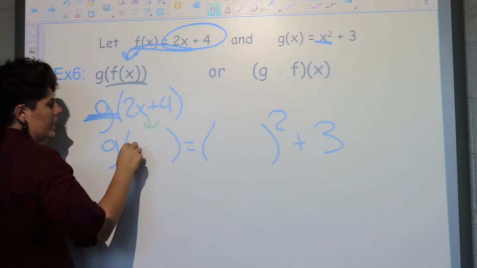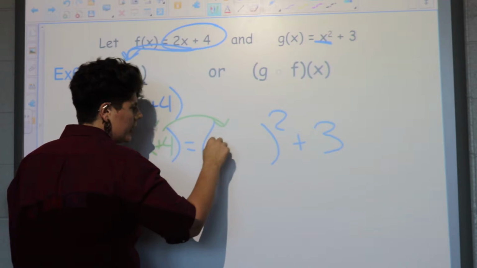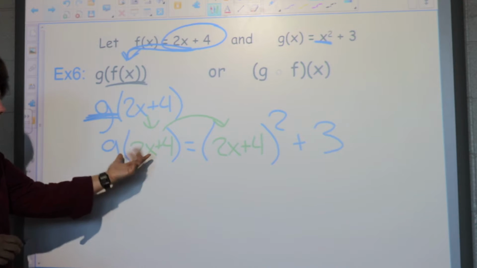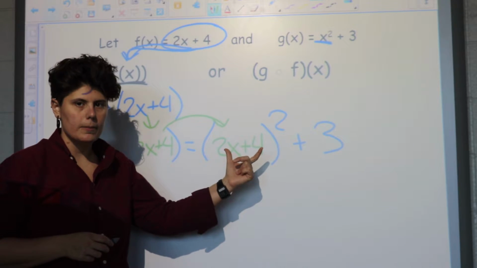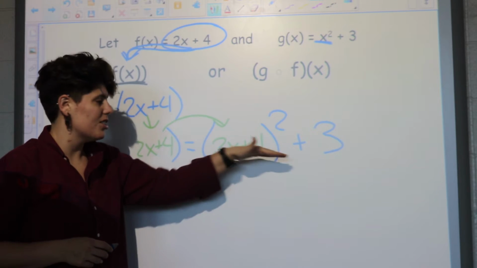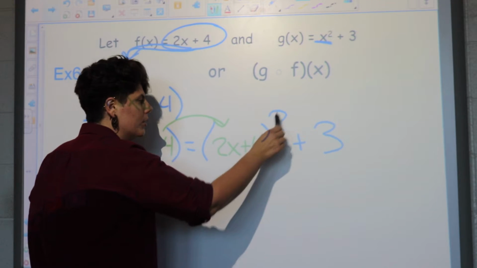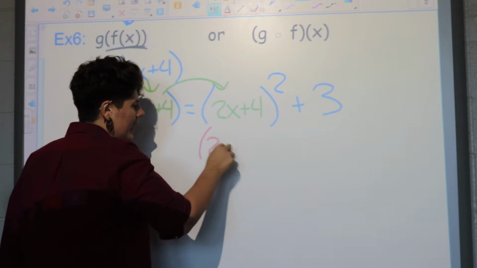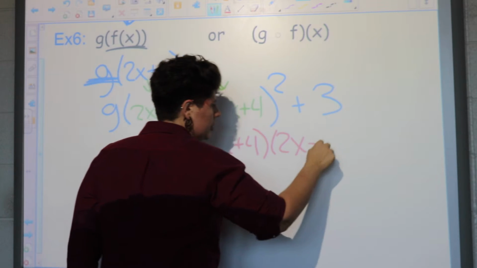I know that I'm plugging in 2x plus 4, because g of 2x plus 4 just means I plug in 2x plus 4 wherever there was an x. Now a little algebra trick for you here. We've already taken the composition. I just got to simplify with a little arithmetic. I have a binomial squared. When I have a binomial squared, I must write it twice and FOIL. So 2x plus 4 times 2x plus 4.